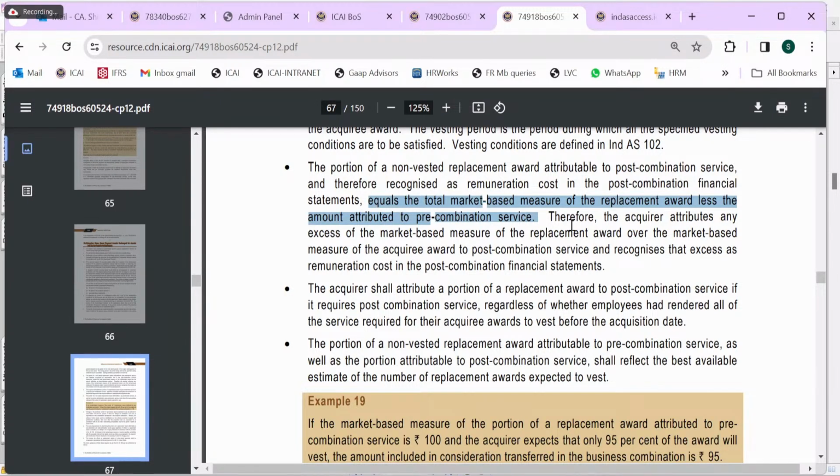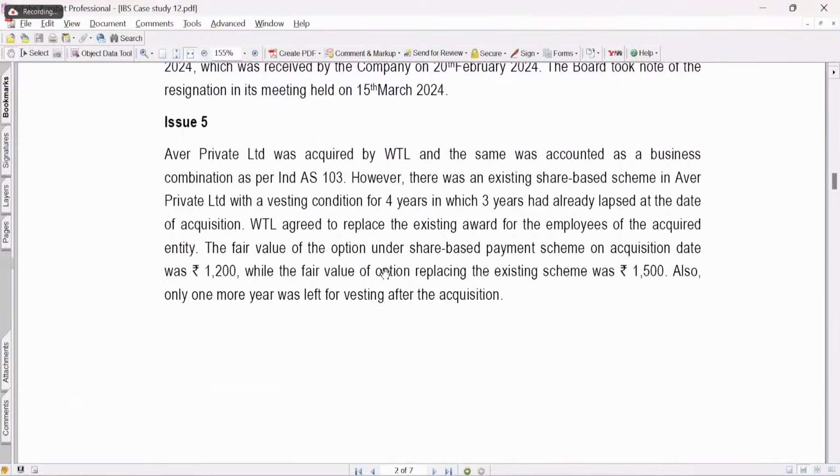For computation of pre-combination, we are taking the fair value of the original award. However, for the post-combination service period, we'll be taking the fair value of the replacement award. And from that fair value of the replacement award, we'll be reducing the component which we have attributed to purchase consideration. We'll find the post-combination period. Now, let's move on to the question here.